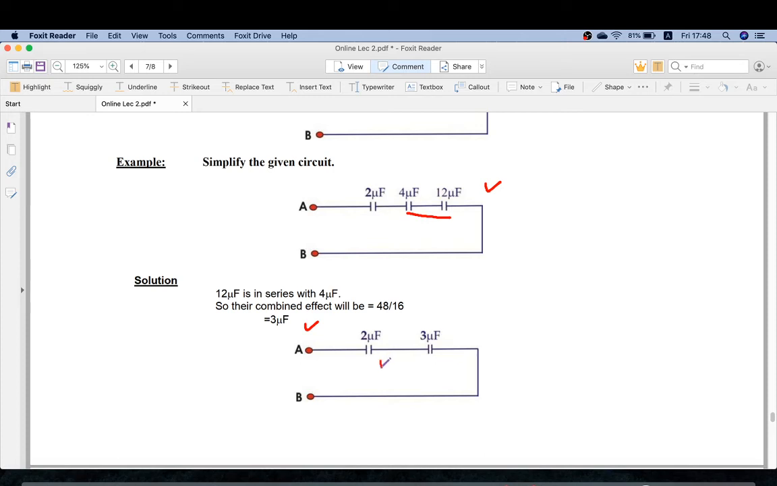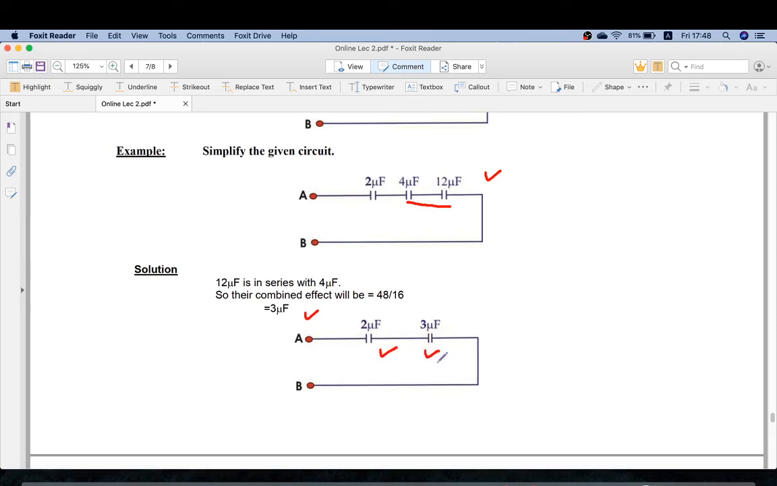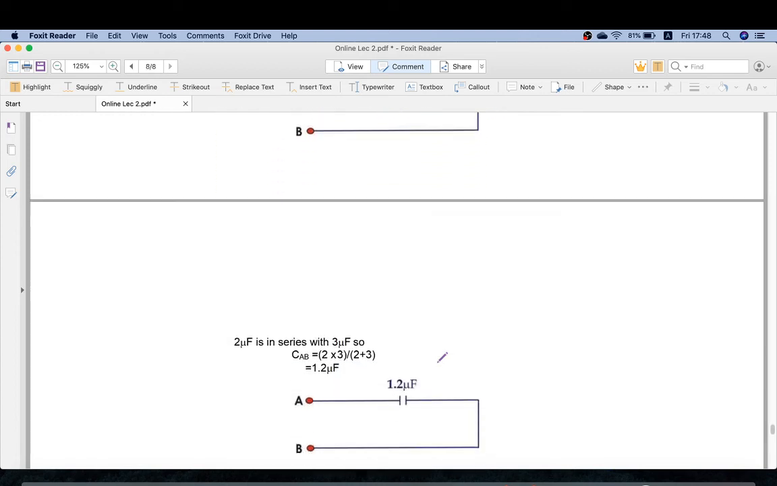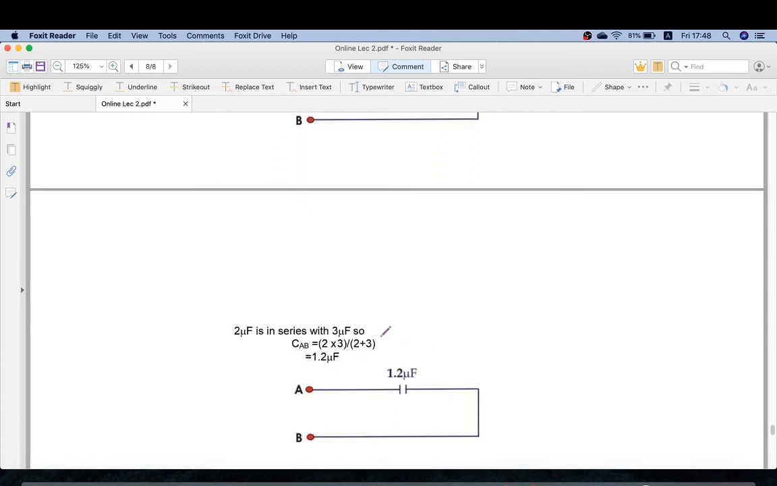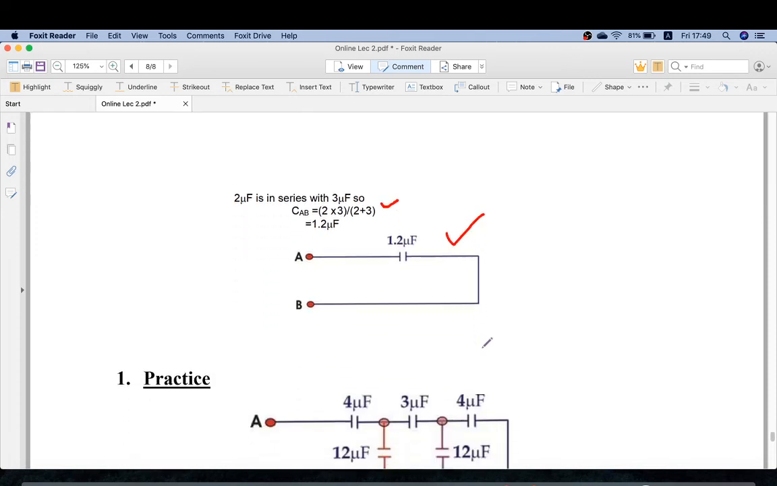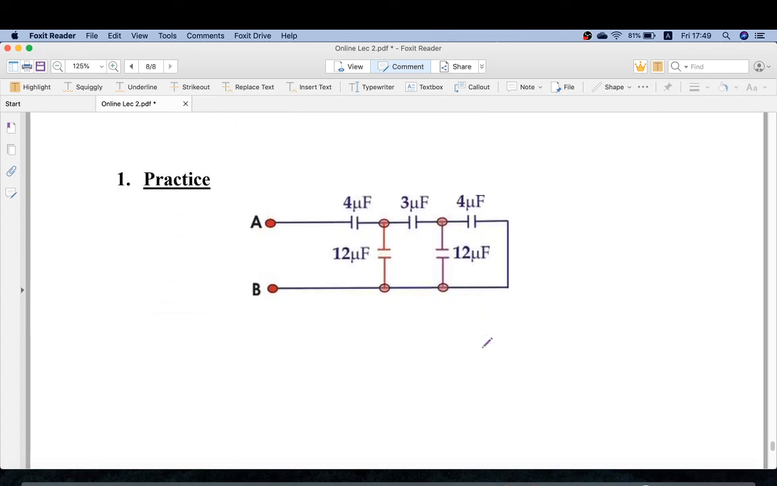So now we have 2 capacitors, 3 microfarad and 2 microfarad. They are in series, so we again apply the formula 2 into 3 divided by 2 plus 3, that is 1.2 microfarad. So this is the simplified circuit for the capacitors.